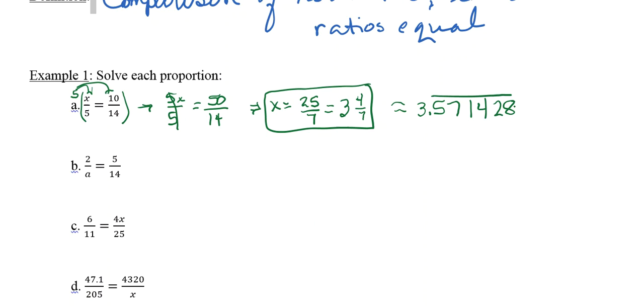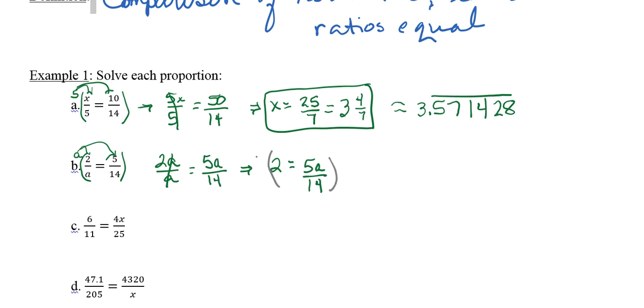But when your variable's on the bottom, then you'd have to multiply by the a to get it out of the bottom. So if I tried that, we would end up with 2a over a equals 5a over 14. These a's would disappear. So now I have 2 equals 5a over 14. I still have this denominator, so I've got to get rid of that one. Now I'm going to multiply by 14.